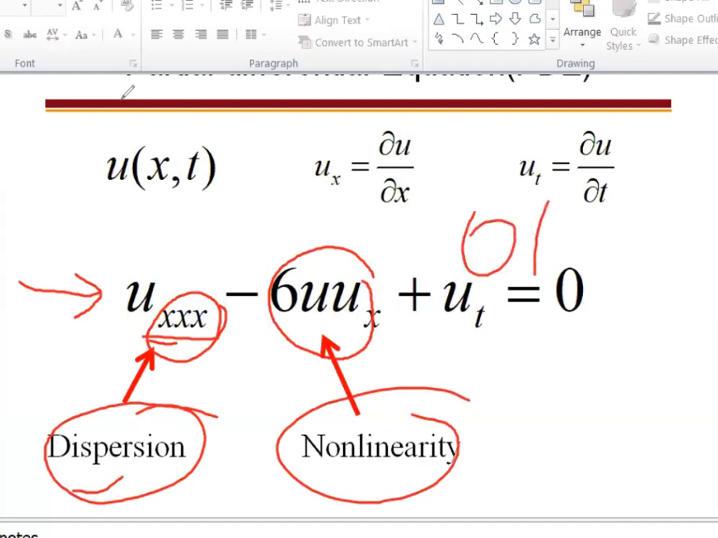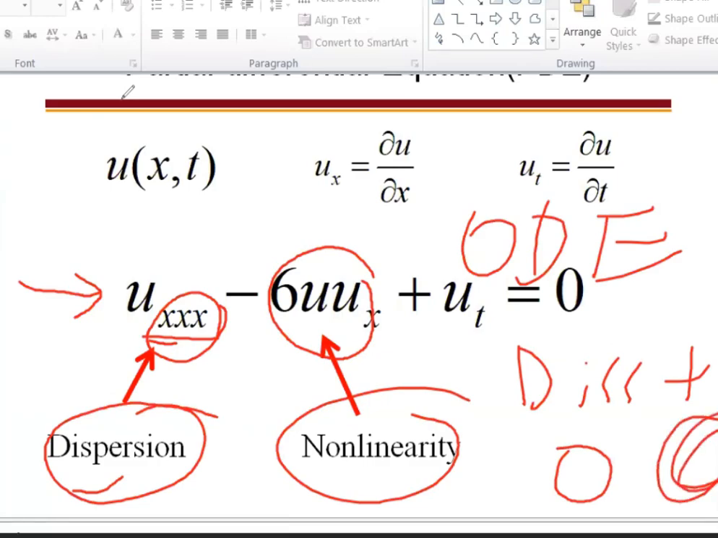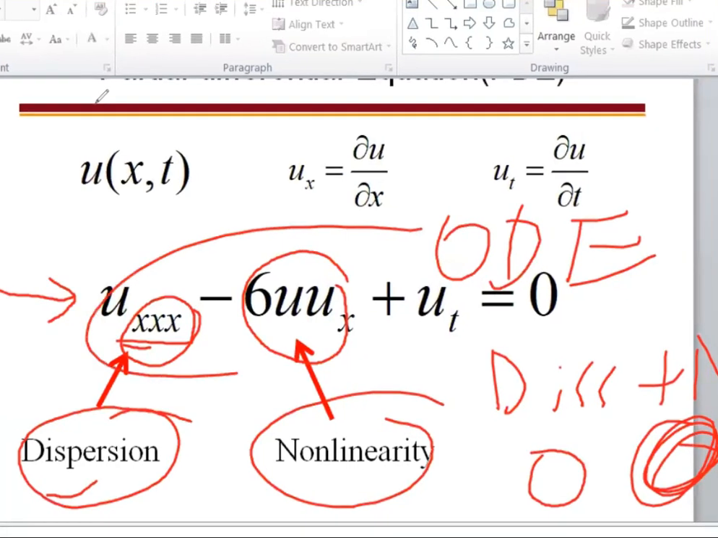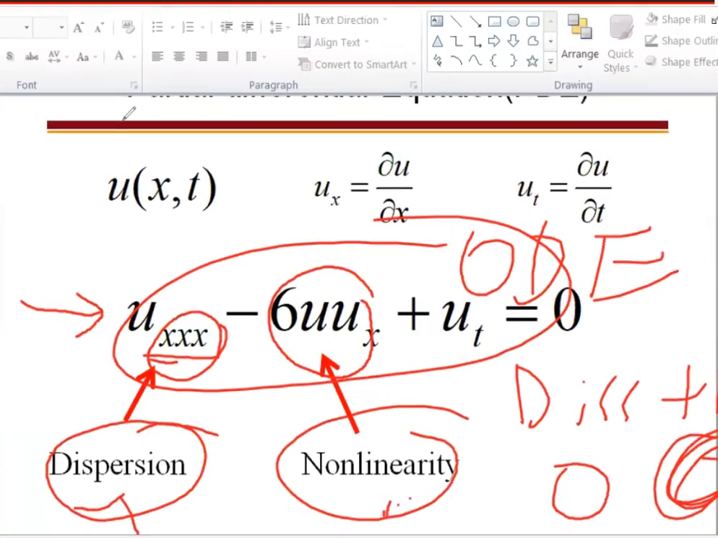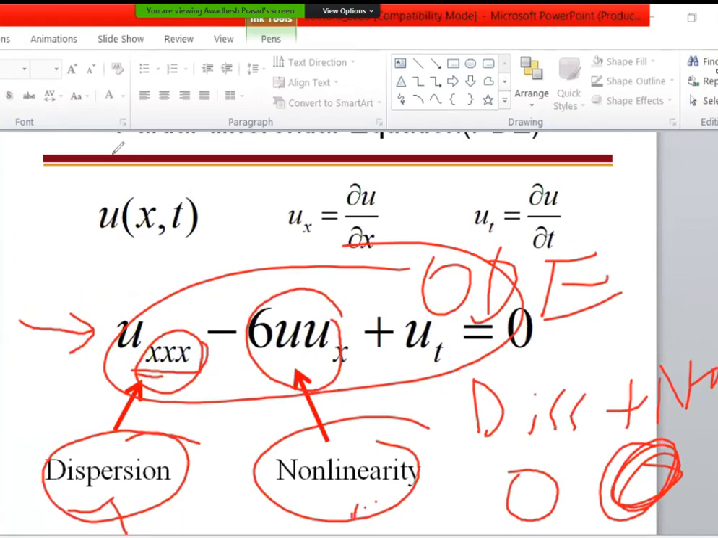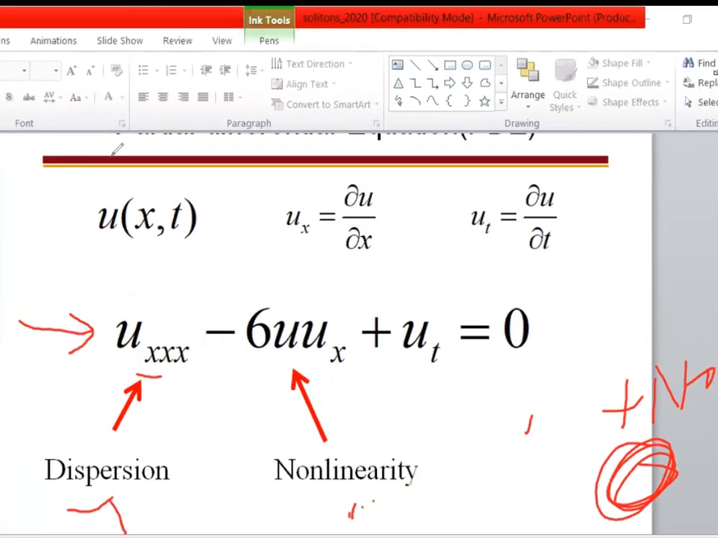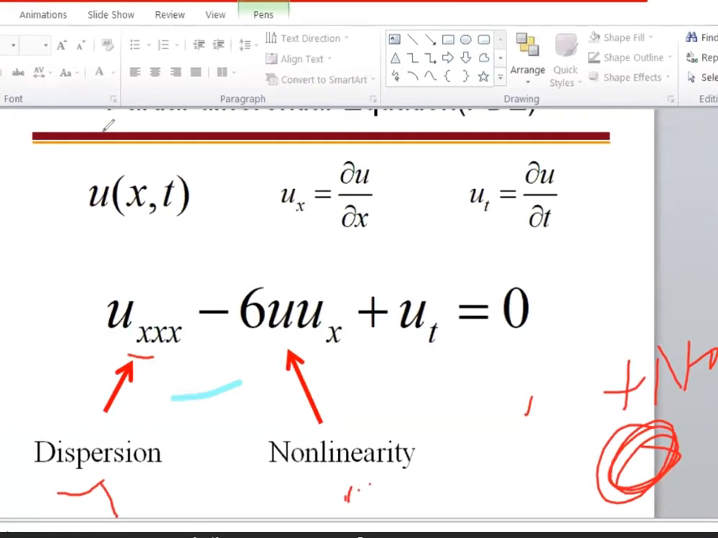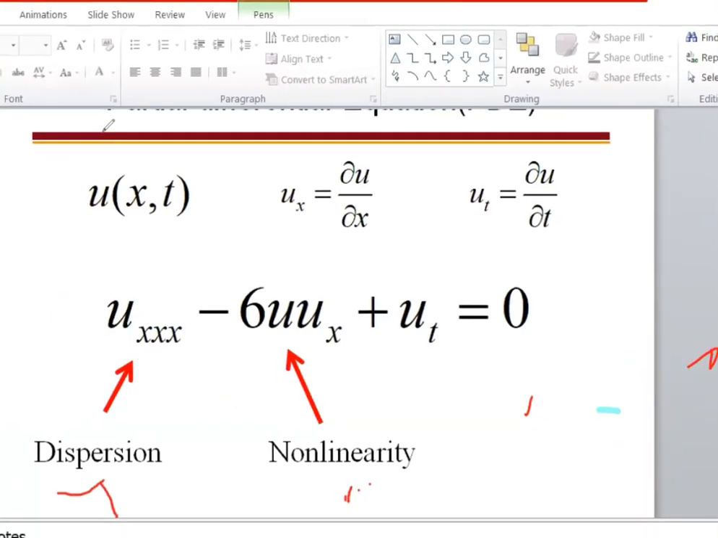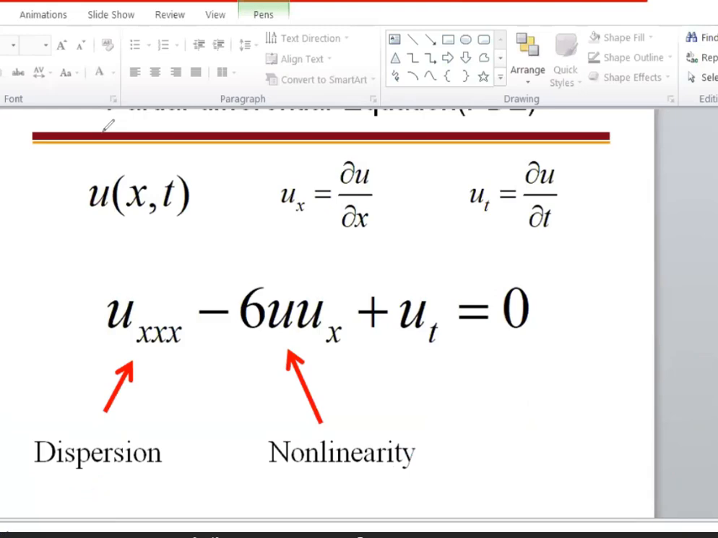In ODEs, we know if we have a dissipation plus nonlinearity, then we get oscillation, periodic orbits and some chaotic orbits. Similarly, in partial differential equations, if you have a dispersion and a nonlinearity, then what will happen? This is what we are going to show in the next slide. This probably I have not shared, this slide. I will do that today. So this system we are going to use a lot.